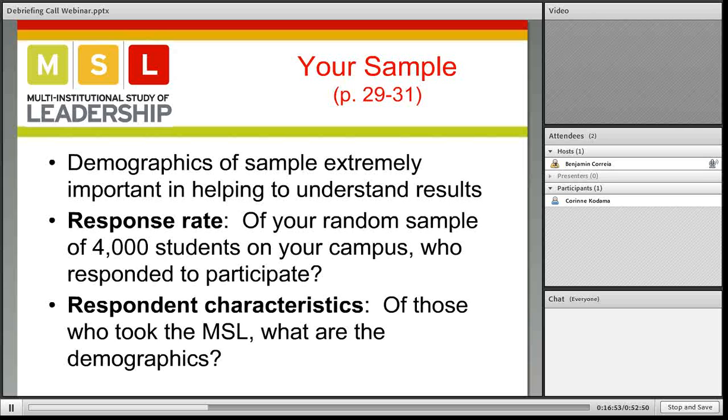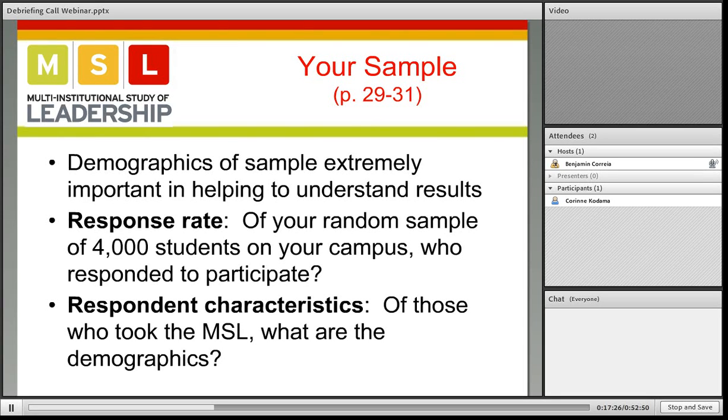So to start going through your report, pages 29 to 31 give you information on your sample. And this is very important. You need to keep in mind whose results you're looking at, because obviously we sampled 4,000 students on most campuses, but 4,000 students did not respond, as I'm sure you're aware. So when you're looking at your results, these are not the results of 4,000 students. These are the results of people who actually filled it out.